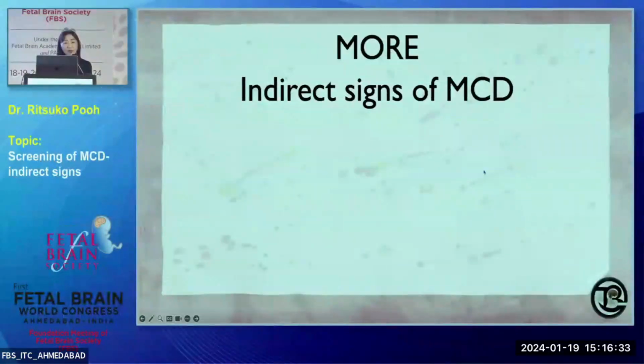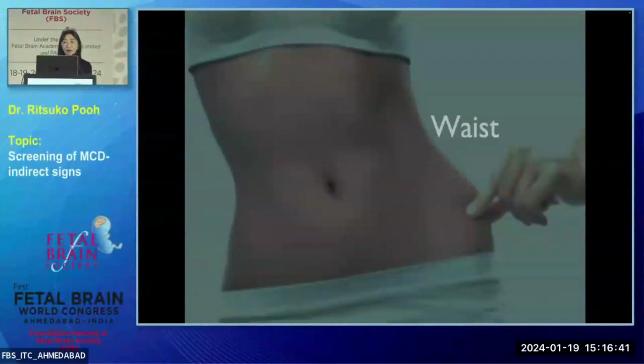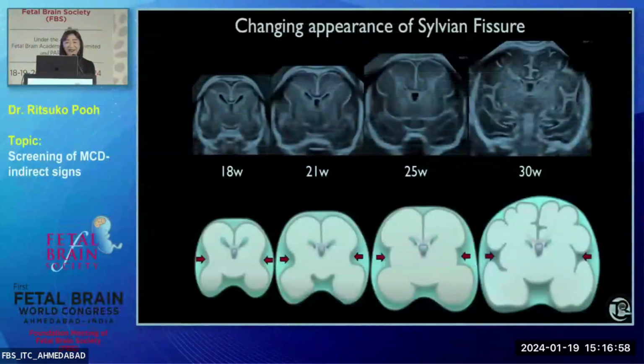Now, for the more indirect signs of MCD, I would like to talk about the Sylvian fissure, the medullary veins, and the Katia line. Now, this is not mine. I would like to talk about the West of the brain. Okay, and that is the Sylvian fissure.